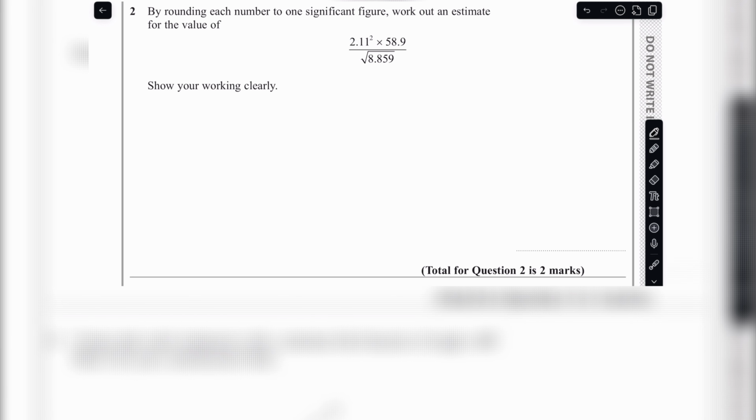In question 2, we are told that by rounding each number to one significant figure, work out an estimate for the value of this fraction and to show your working clearly. So if we round 2.11 to one significant figure, that gives us 2. So the first term is 2 squared.